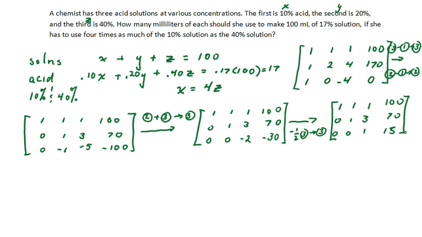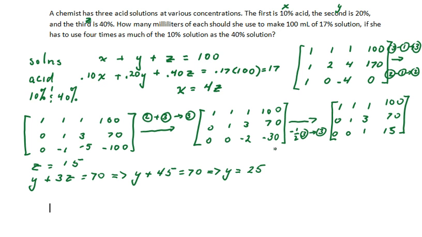So we have that Z equals 15 milliliters. That's the amount of the 40% acid. We have that Y plus 3Z equals 70, which is equivalent to Y plus 45 equals 70, or Y equals 25 milliliters.